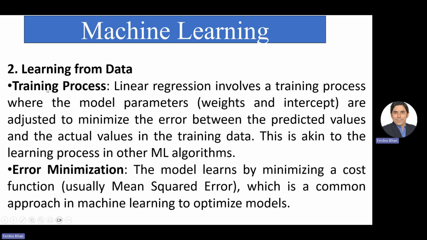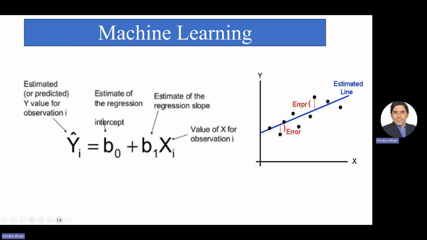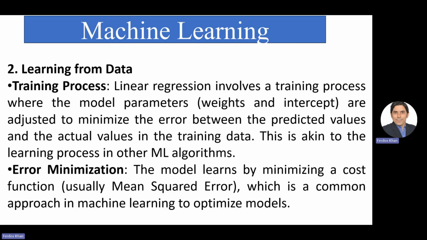Learning from the data. Training process. The linear regression involves a training process where the model parameters, weights and intercepts, are adjusted. You should know that weights, I already explained: this is the intercept and this is the weight for x1. And if you have more covariates, you can have beta 2 and beta 3 for other covariates. So this is considered as weight in this case. Weights and intercept are adjusted to minimize the error between the predicted values and the actual values in the training data.